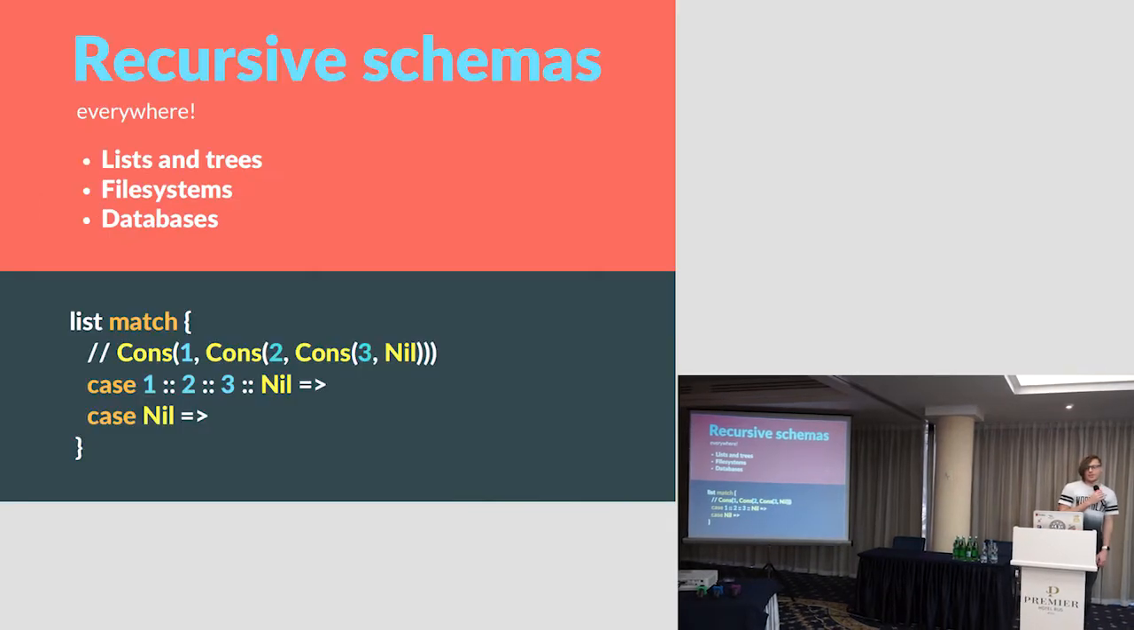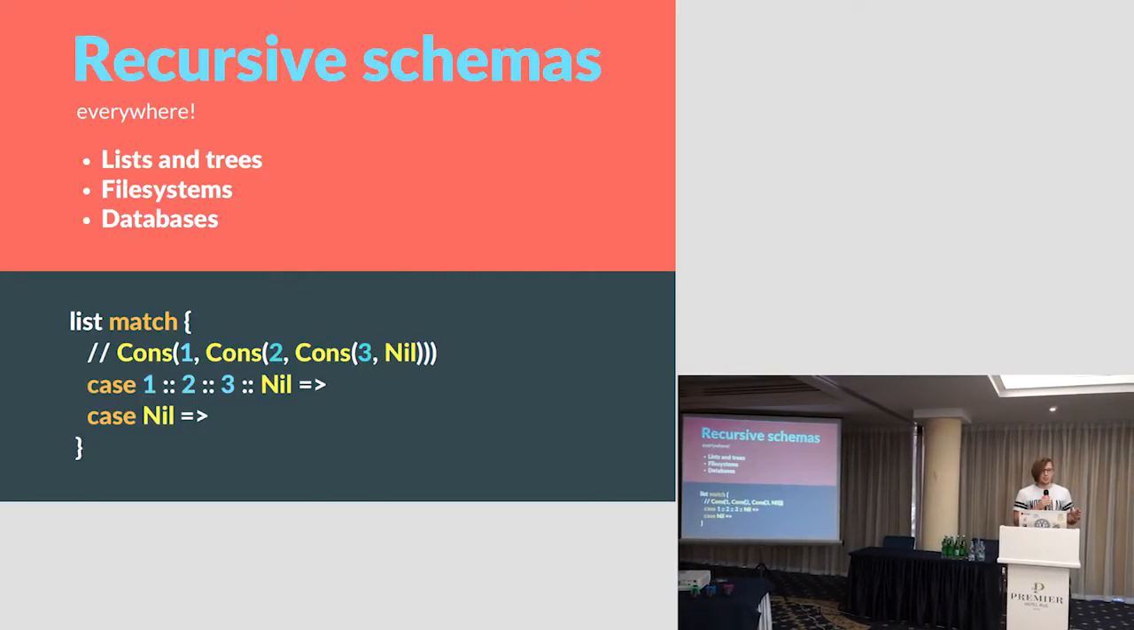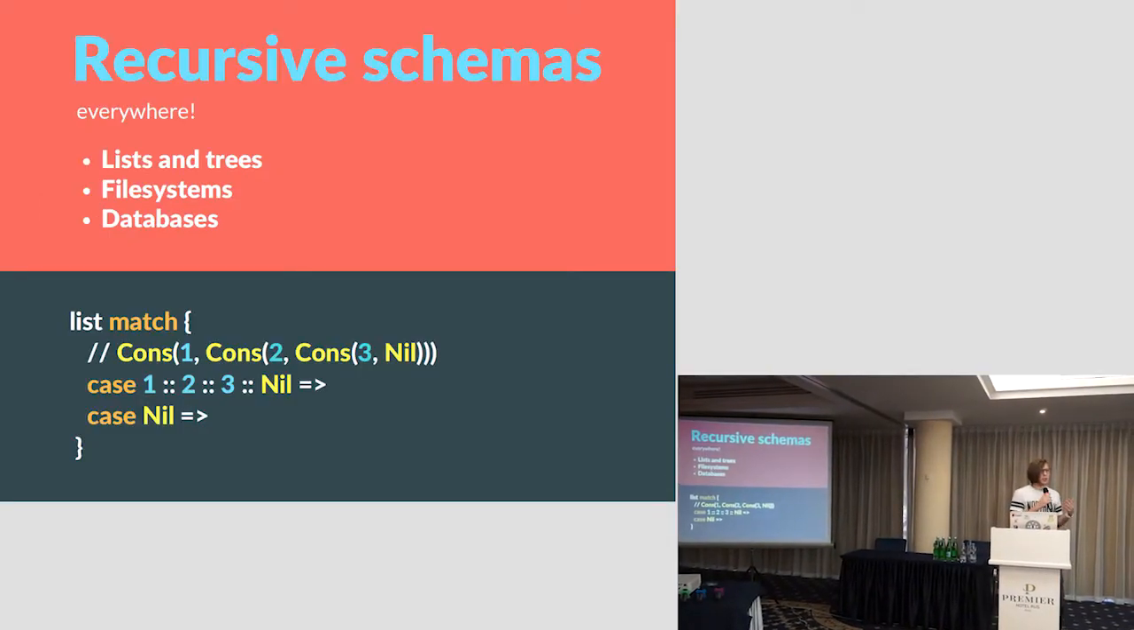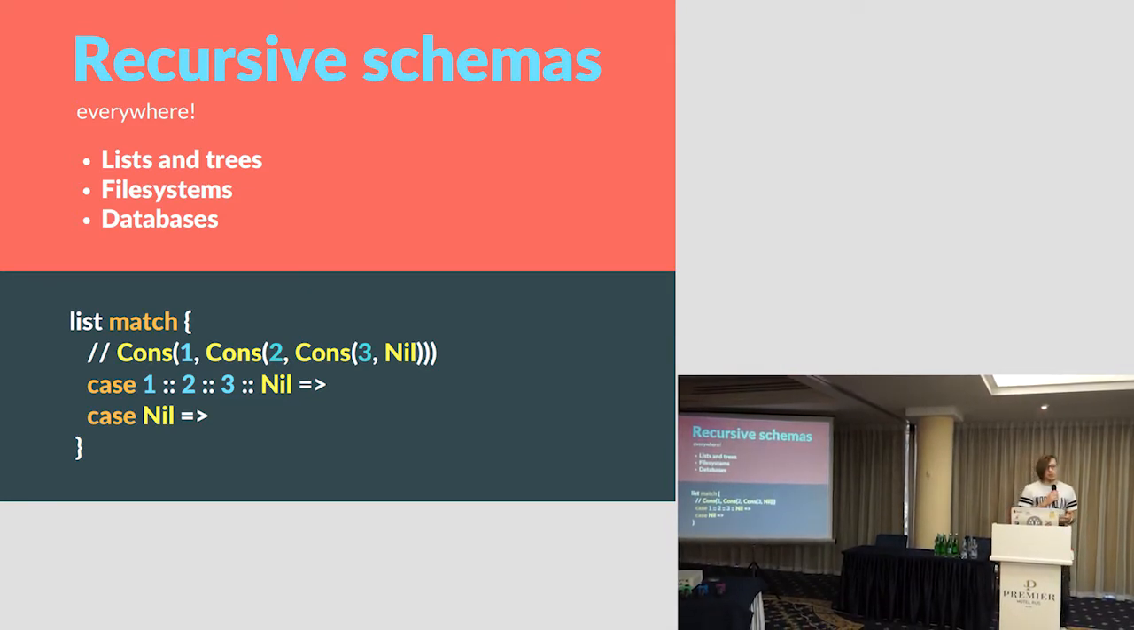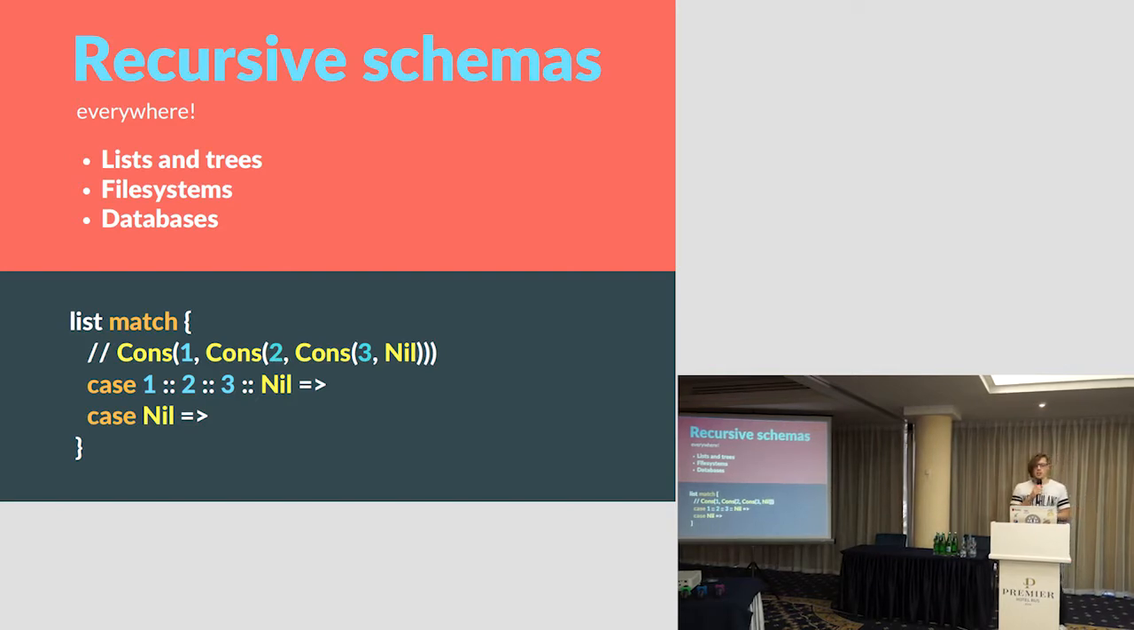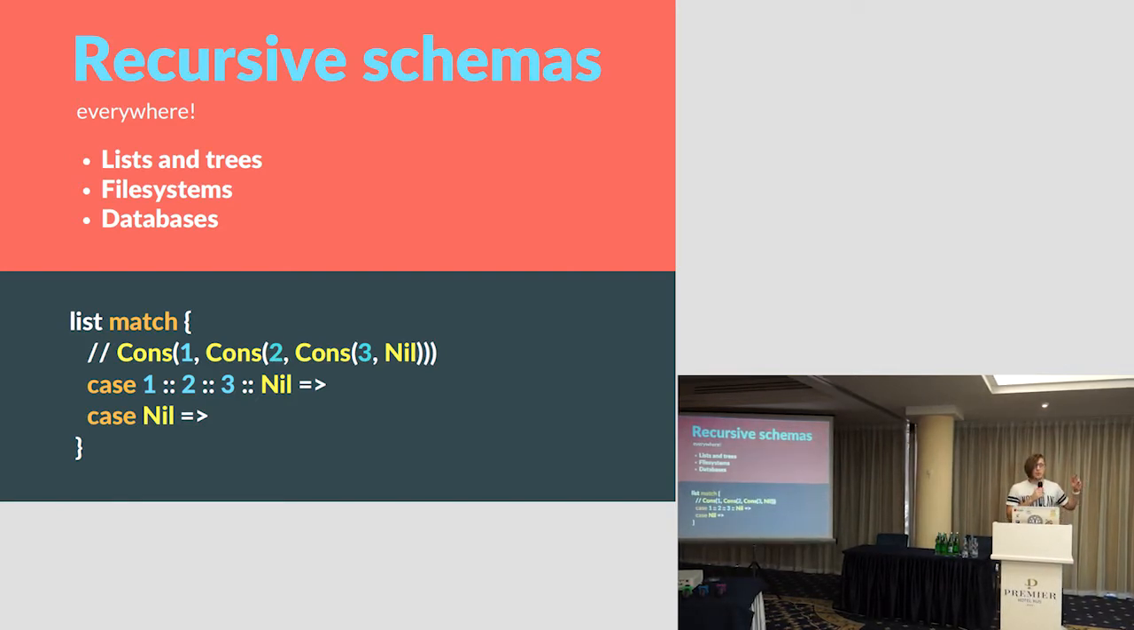So recursive schemas. Recursive data schemas, it's not so complicated a topic at all, and you probably work with this in your day-to-day job. So in Scala, a good example of recursive schemas is just List. List contains two subtypes, Cons and Nil. And why is it a recursive schema? Because inside of Cons you can put another instance of List, like Cons or Nil, and you can nest it wherever you want. It's infinite.